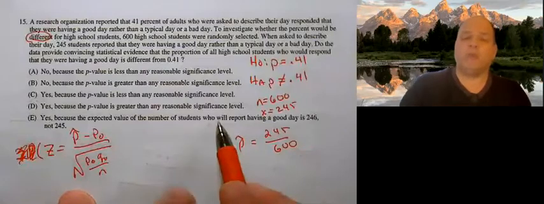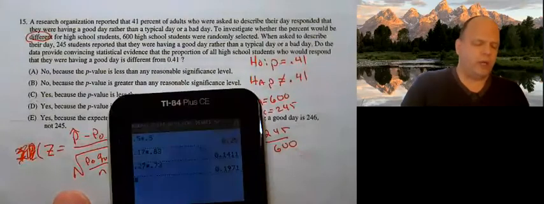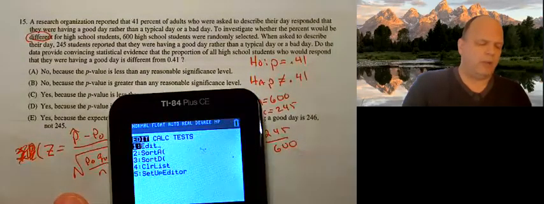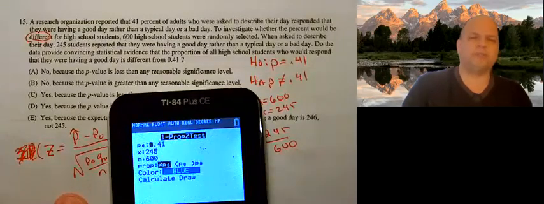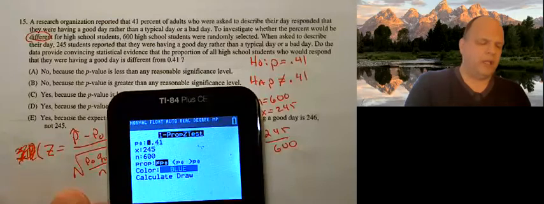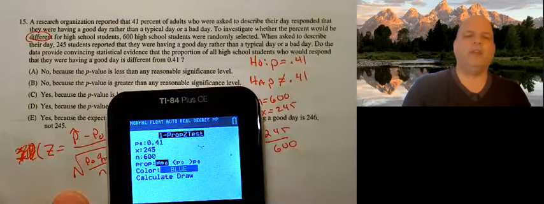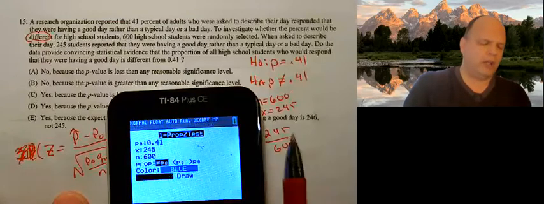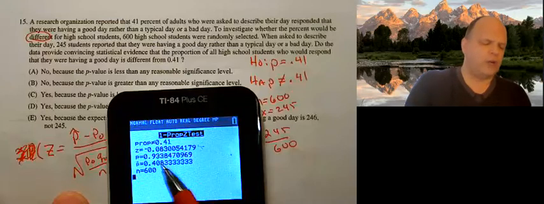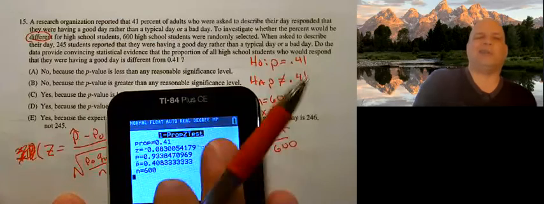But since we're just doing it on multiple choice, we can go straight to the calculator. And we can go stat test, 1 proportion Z test. Our probability, the claim is 0.41. We have 245, N is 600, and we want to make sure we have a not equal. We calculate, and I get a very large p-value. I get a p-value of 0.9338.